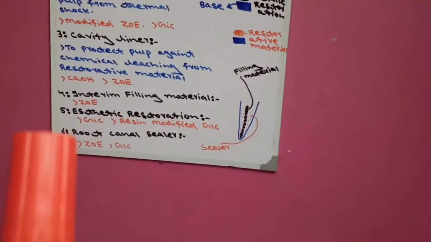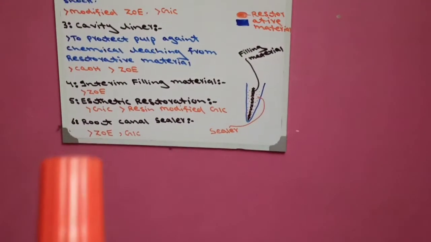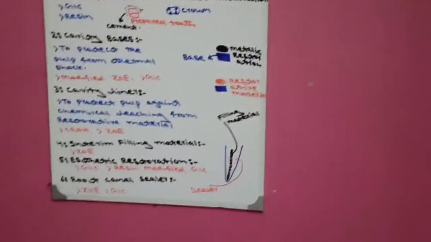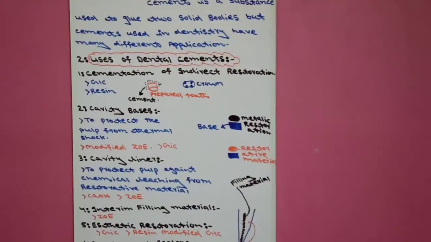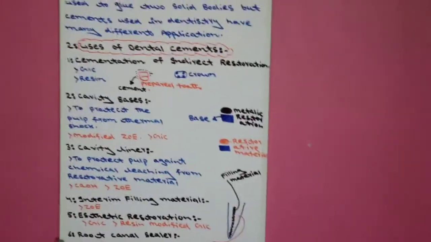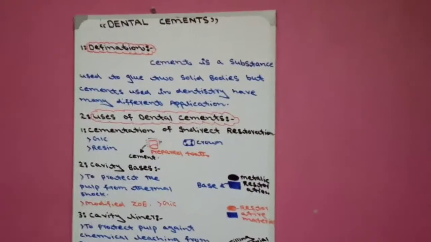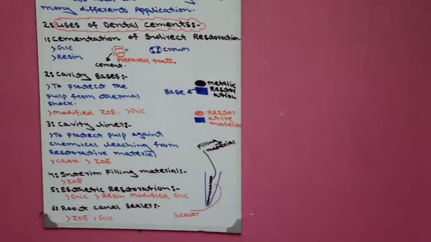Now, which cement do we use as a root canal sealer? Zinc oxide eugenol and glass ionomer cement. This is the definition and uses of dental cement. Now today our topic is complete. We studied the definition of cement and the uses of dental cement in detail.